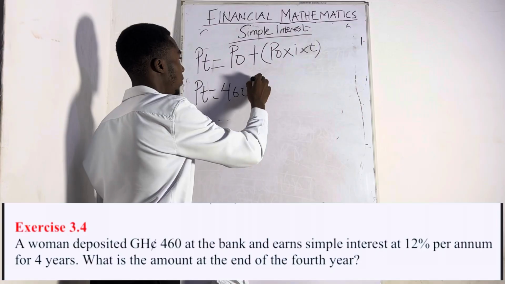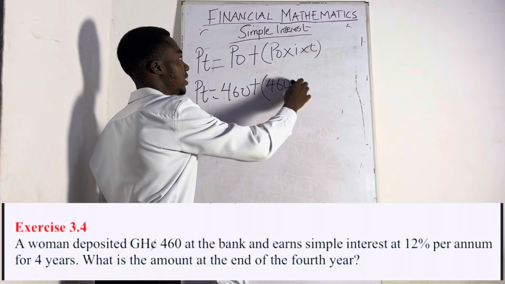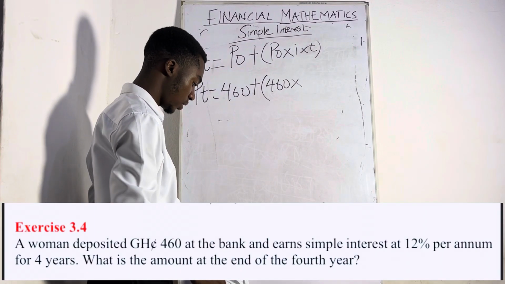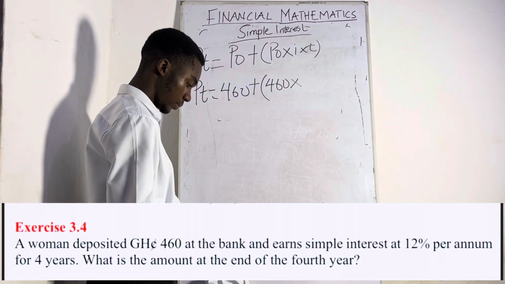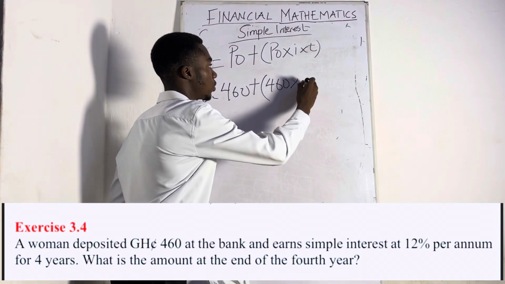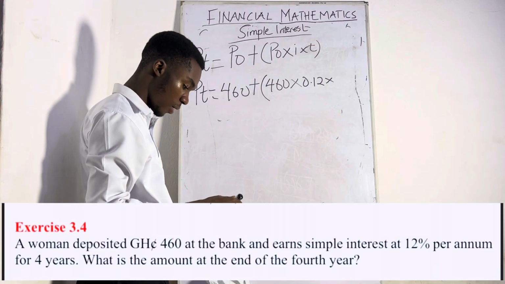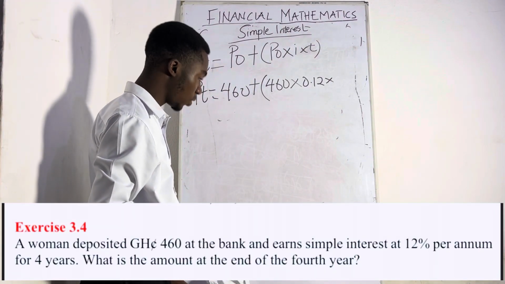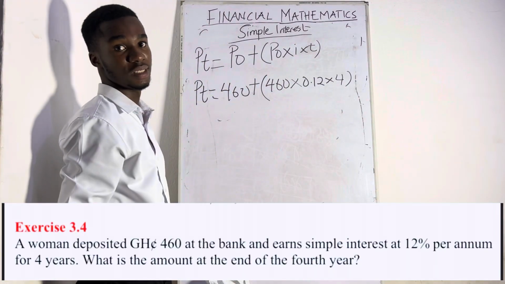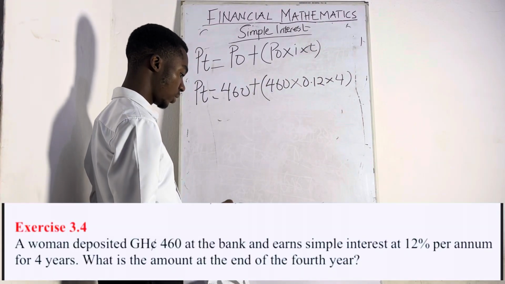So it's equal to 460 plus, in brackets, P0. Our P0 is 460. Then times the interest rate. So what's the interest rate in the question? It said 12%. So 12 over 100. Anytime they give you the rate, you divide this by 100. So 12 over 100 is 0.12. Then times the time, or the number of years. So they said, what is the amount at the end of the 4th year? So our T is 4. If it's at the end of the 6th year, your T will be 6. At the end of the 7th year, your T will be 7. So you can just punch all this on the calculator. So let's punch on the calculator and see what we get.